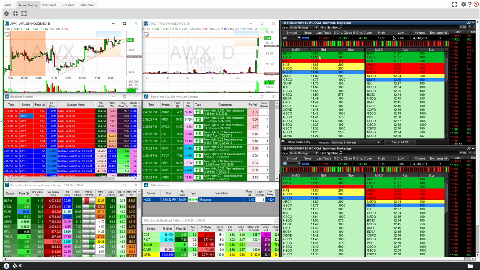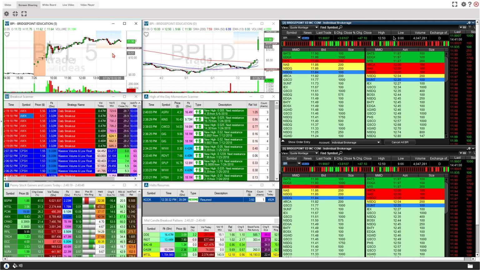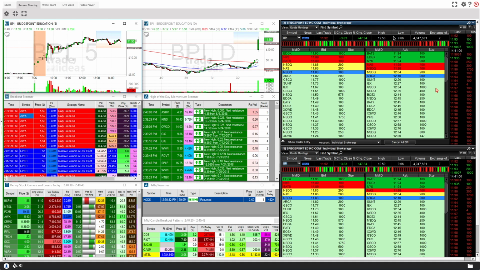Look at the level 2 coming in, $12, psychological drop right there. Now, bids all the way at 11.90. That's very important. BPI, you see it down towards 11.90, and that's all, again, psychology. So it's very, very important that you guys understand this.